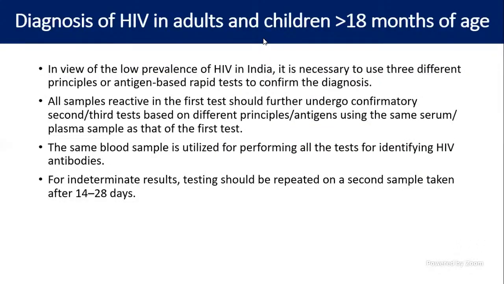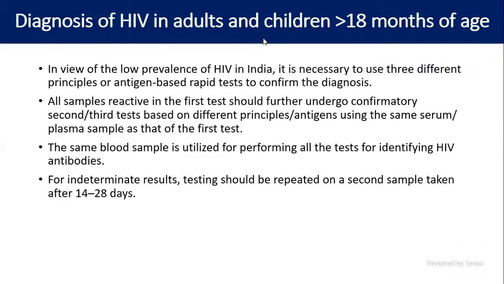So let us look at the diagnosis of HIV in adults and children above the age of 18 months. Now, India is a low prevalence country as far as HIV is concerned, though our case load is very high. Our prevalence rate is still very low. So in view of the very low prevalence of HIV in the country, it is necessary to use 3 different principles or antigen-based rapid tests to confirm the diagnosis.